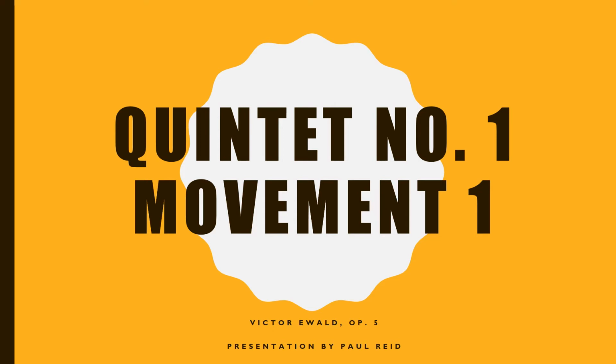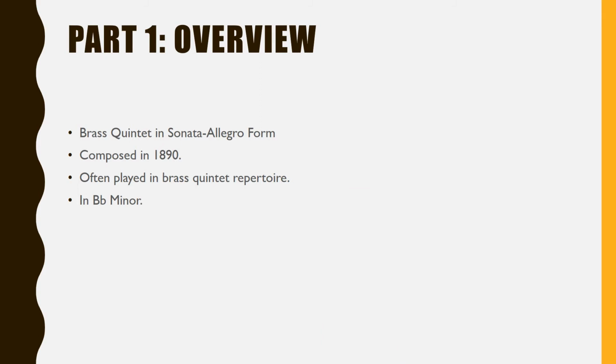Today we're going to be looking at Brass Quintet Number One, written by Victor Ewald. It was his fifth opus, and we're going to be looking specifically at the first movement today. Just a bit of an overview.